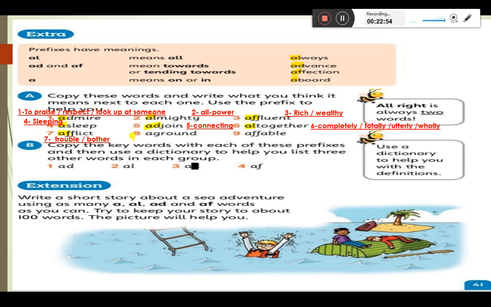And let's go to number 8. It's aground. Again, the prefix a and the word ground. I told you that we use aground with boats and ships. And it means of a ship touching the ground.